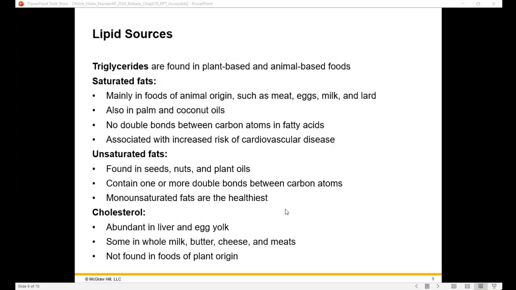Triglycerides are found in plant-based and animal-based foods. So saturated fats are mainly in foods of animal origin, like meat, eggs, milk, and lard. Also in palm and coconut oils. So saturated fats have no double bonds between the carbon atoms and fatty acids. They're all single bonds. These are associated with increased risk of cardiovascular disease.